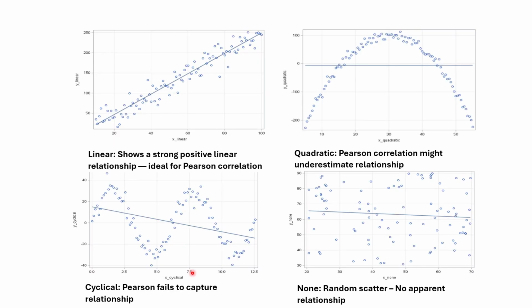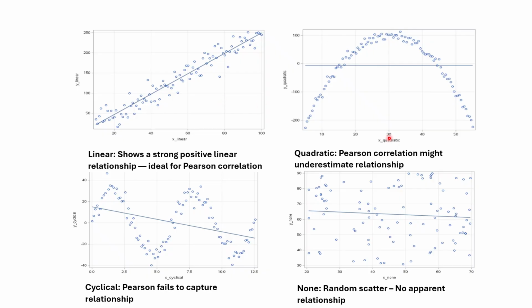We can have multiple kinds of scenarios when it comes to the relationship between two continuous variables, exposure and outcome. As you see on the top left, there is a linear relationship. As the exposure of interest is increasing, the outcome of interest is increasing, and we see almost a positive 1 kind of relationship between the two. This is the ideal situation for Pearson correlation.